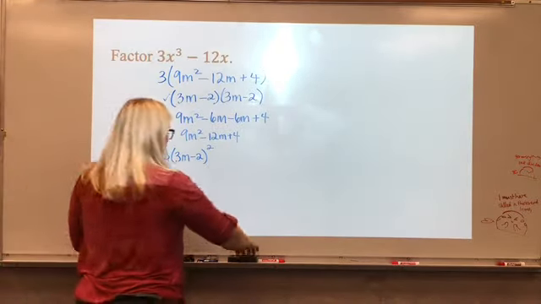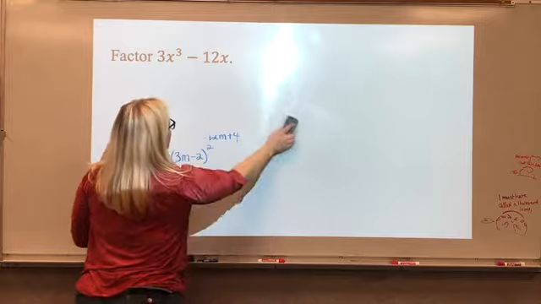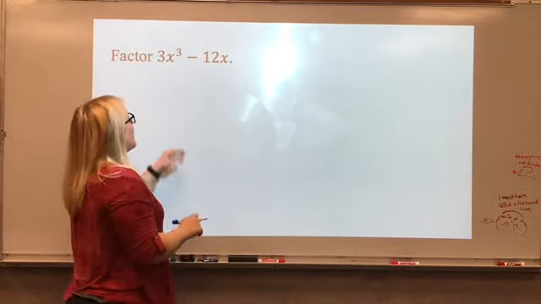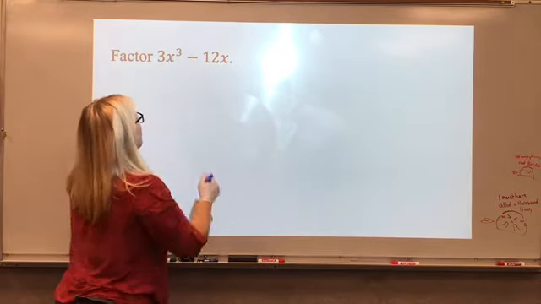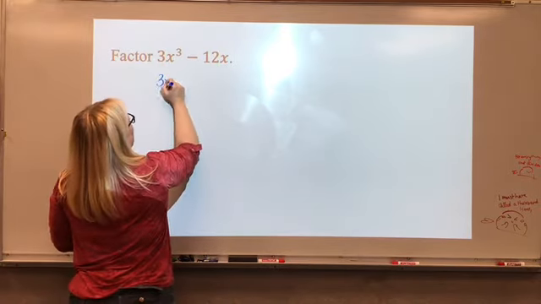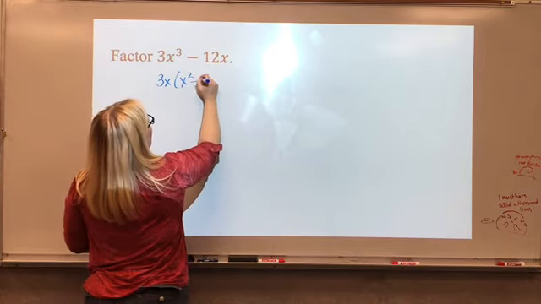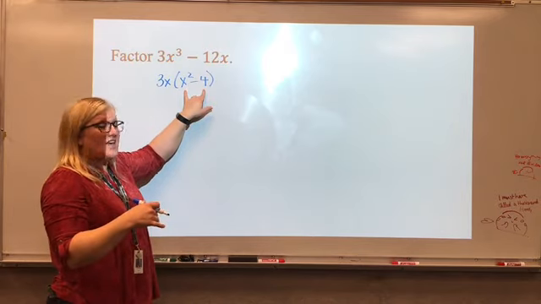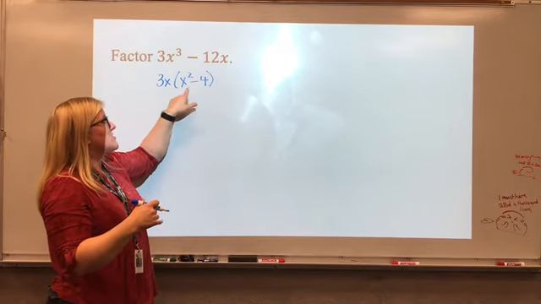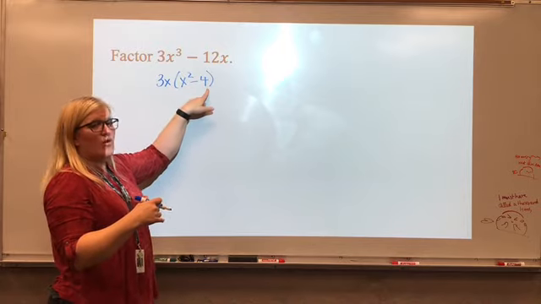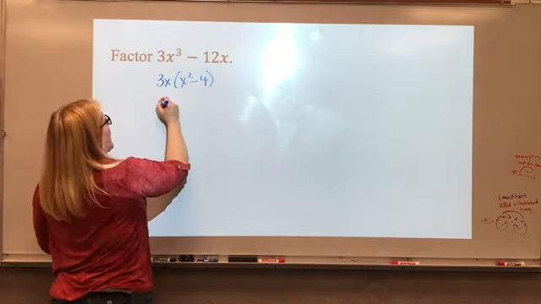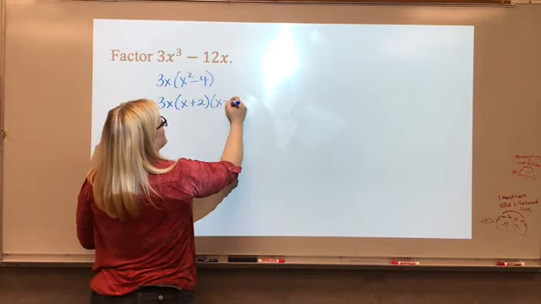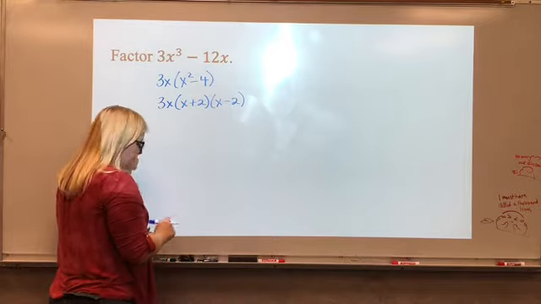All right, so this problem here, again, pause this if you want to try this on your own first. I can definitely factor out a 3 and an x. So I factor out a 3 and an x, and I'm left with x squared minus 4. And this is the difference, meaning I'm subtracting, the difference of two squares. So x squared is a perfect square, 4 is a perfect square. So then I have 3x times x plus 2 times x minus 2.